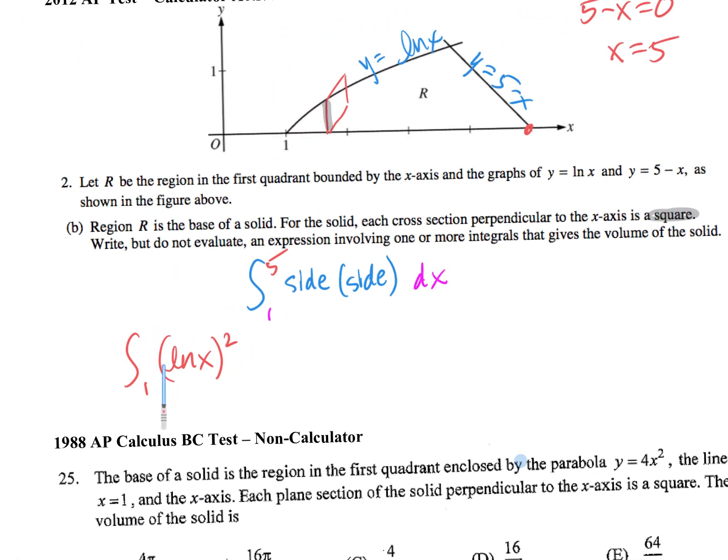Okay, so that's the area of the squares where my upper was ln of x, up until this point. You guys, we got to figure out where that point is. Yeah, when do they intersect? When does ln of x equal 5 minus x?